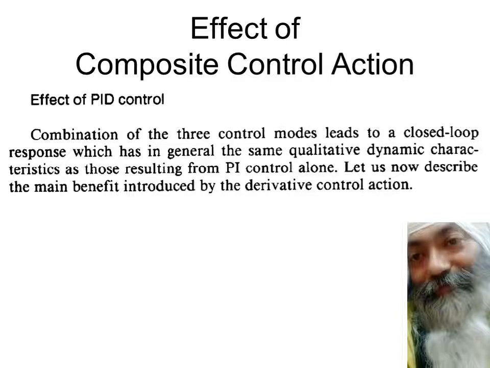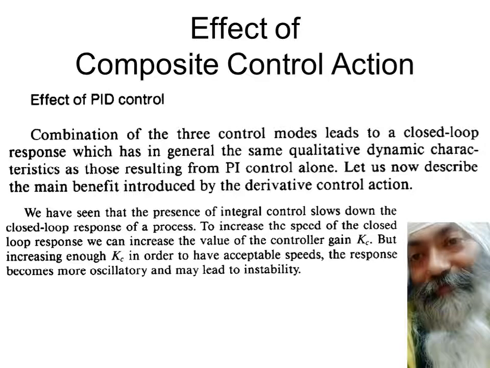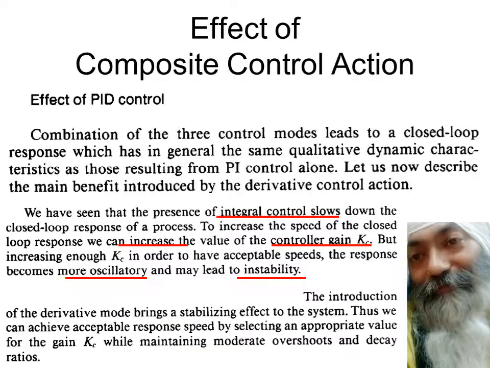This is the reason we go in for PID control, and we have to introduce the value of derivative. And the idea that we go in for derivative is that integral, I'm repeating this thing, slows down the process. To speed up the process, we increase the value of Kc, but the effect of higher value of Kc is that the system will become more oscillatory, and oscillatory means it can become unstable. That's what we do not want.